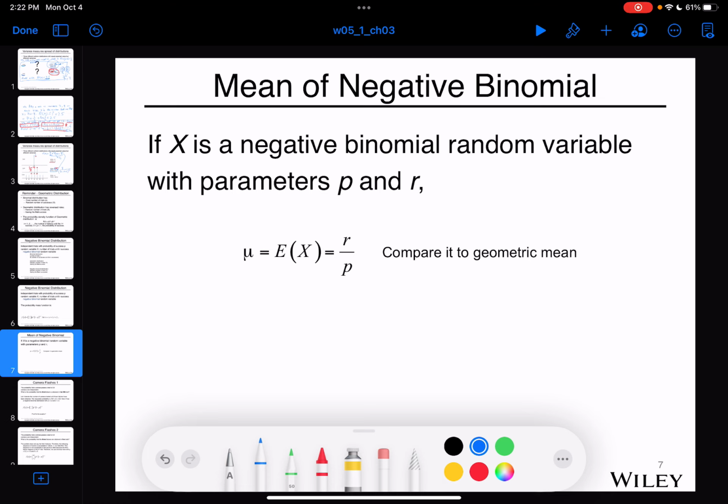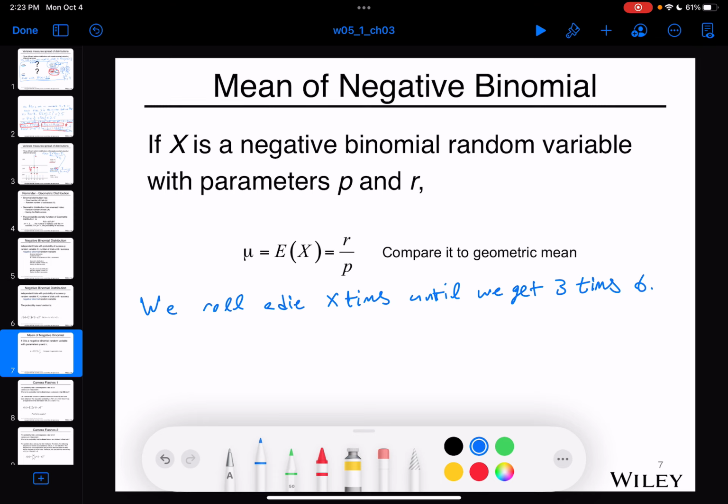Okay, so for the case of the mean, the equation for the mean is r divided by p. Again, this is very, very intuitive. Let me tell you why. So we roll a die x times until we get 3 times 6, right? I don't mean 3 times 6. I mean like we get 3 6s, right?